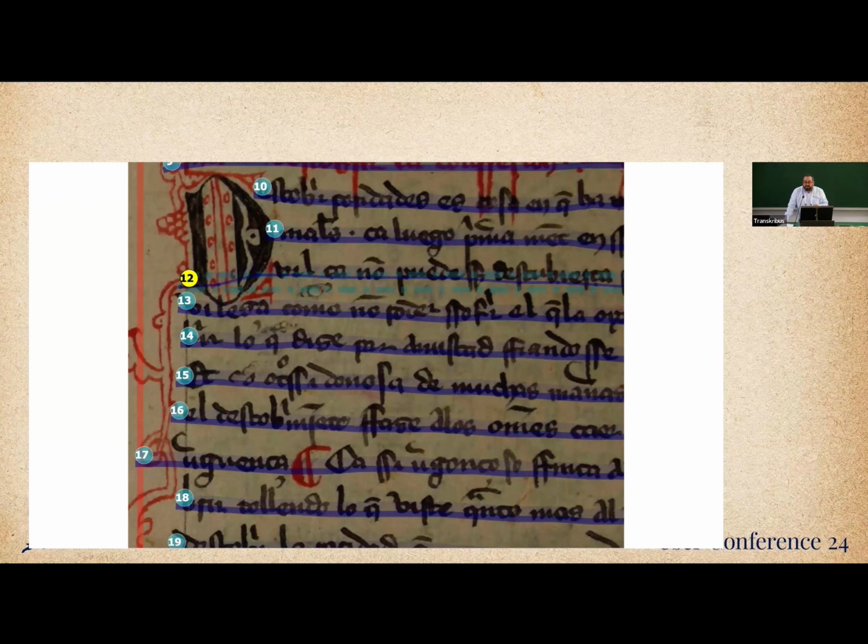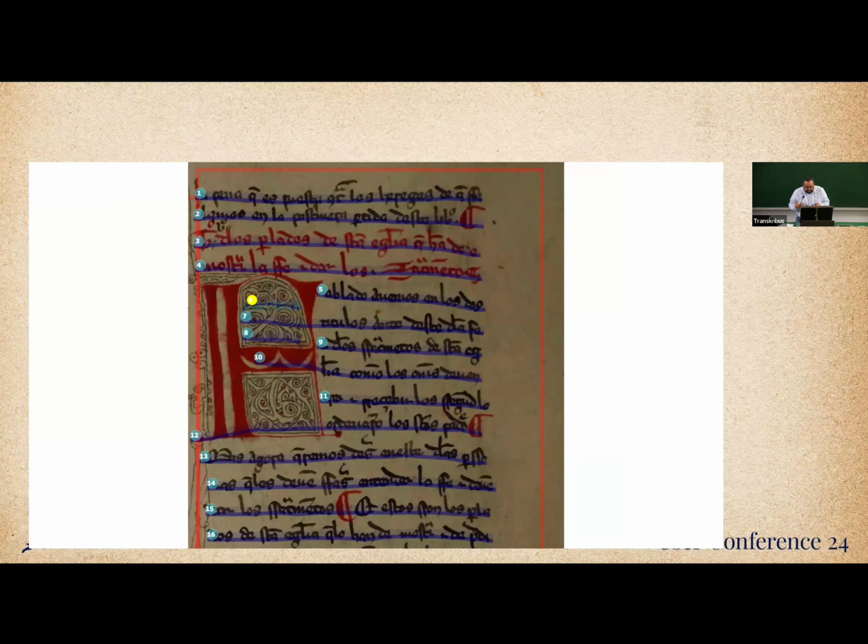The first has to do with the decorative items present in manuscripts, which can be erroneously identified as line texts. In this image, we have a lot of lines that are going nowhere because the capital is just messing up the transcription.